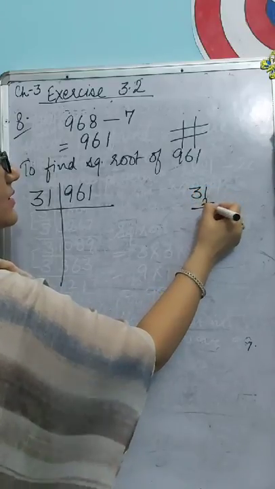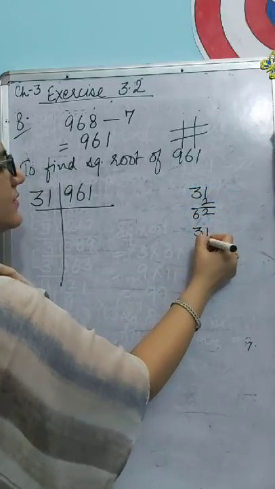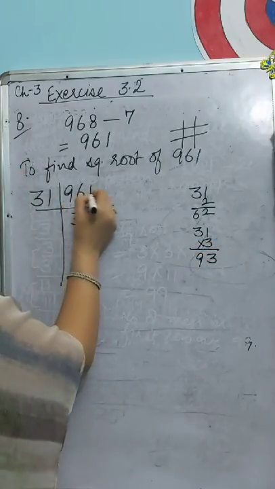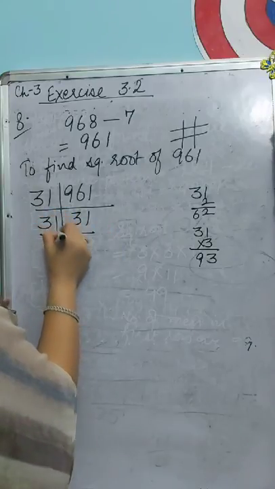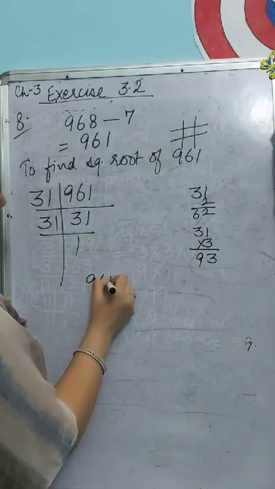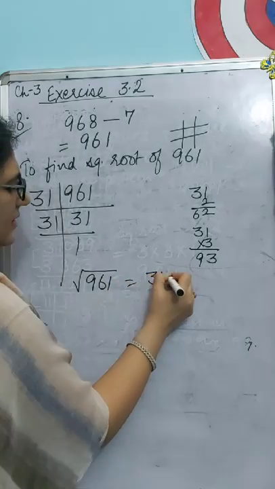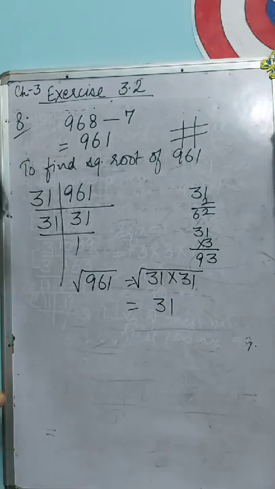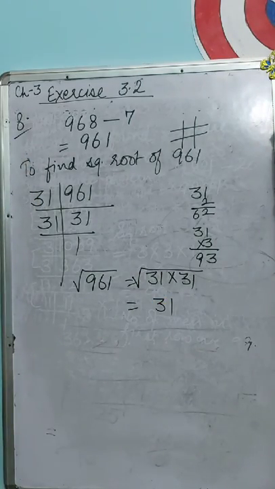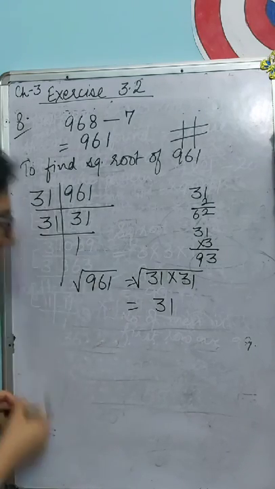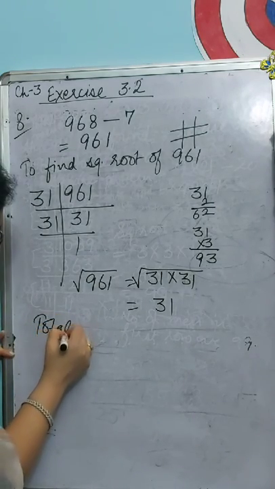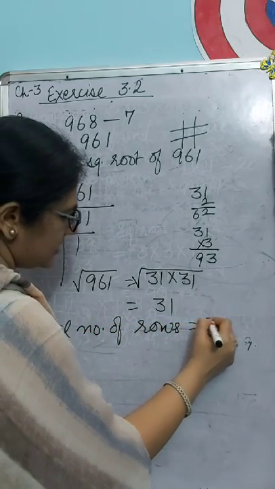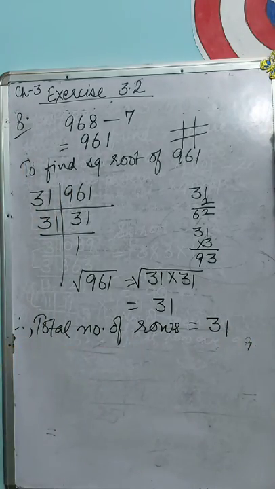31 2s are 62, 3 2s are 6, 31 3s are 93, 3 3s are 9. It will go on 3, and here 3 is left, 1 over here. Again 31 1s are 31. So the square root of 961 will be 31 into 31 in the root, and the answer is 31. So the number of students, find the number of rows. Therefore the total number of rows is 31, excluding the 7 students.